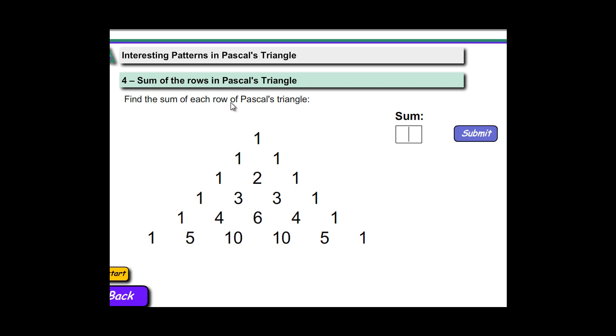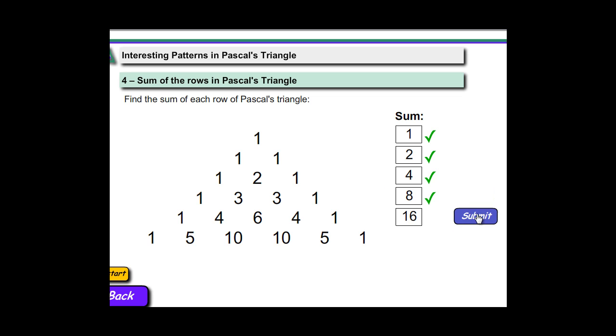Alright, another pattern. Let's find the sum of each row n in this Pascal's triangle. So row 0 here, 1 plus nothing, 1. 1 plus 1 is 2. And we just keep doing this. 1 plus 2 plus 1 is 4. 8, 16, 32.